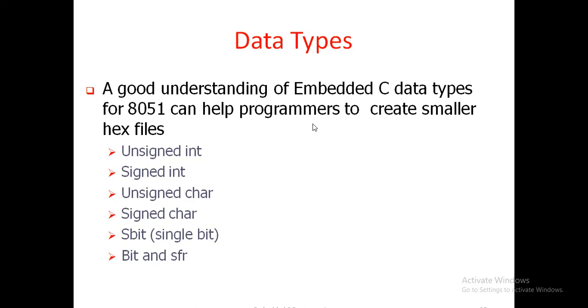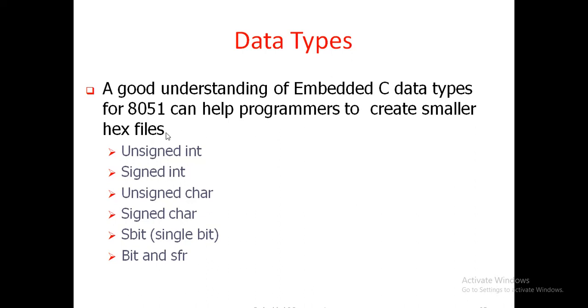In the previous lecture we discussed this: I wrote an embedded C program as well as an assembly level program for the same logic. The embedded C program gives larger hex files compared to assembly level programming. So you must know about these data types to be able to write smaller hex files. These are the data types we are going to see, but I am unable to cover all these 7. I can cover only these 2 in this lecture. The remaining 5 data types I will cover in the next lecture.